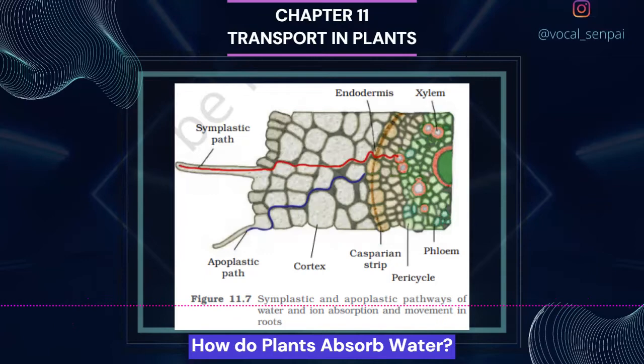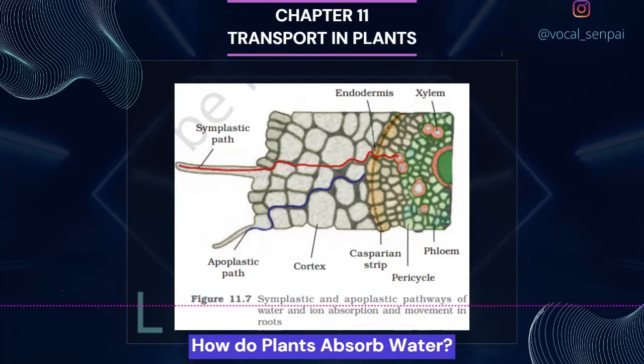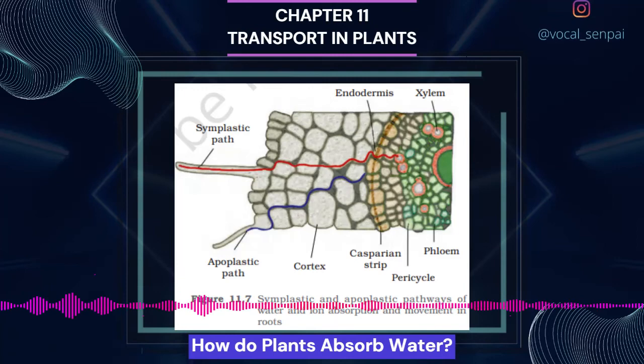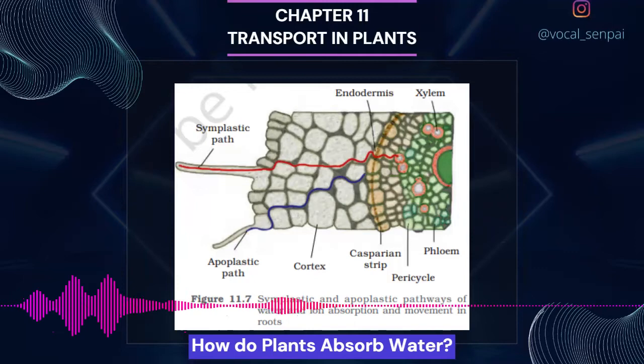A mycorrhiza is a symbiotic association of a fungus with a root system. The fungal filaments form a network around the young root or they penetrate the root cells. The hyphae have a very large surface area that absorb mineral ions and water from the soil from a much larger volume of soil than perhaps a root can.